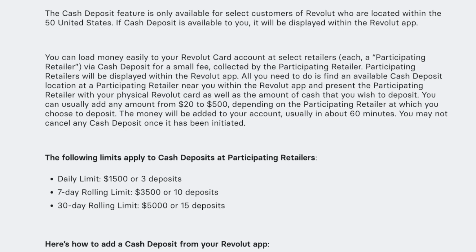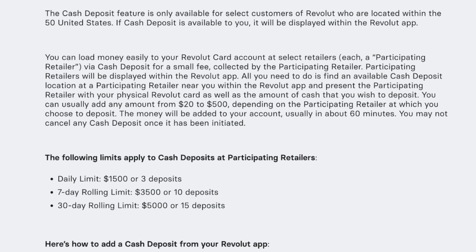How to add cash to Revolut. So the cash deposit feature is only available for select customers of Revolut who are located within the 50 United States. If cash deposit is available to you, it'll be displayed within the Revolut app. You can load money easily to your Revolut card account at select retailers, each a participating retailer, via cash deposit for a small fee collected by the participating retailer.